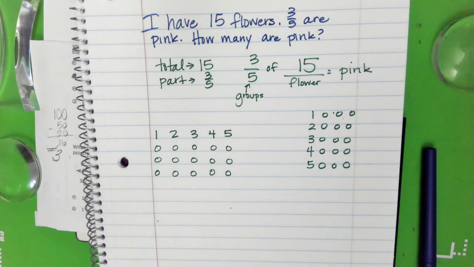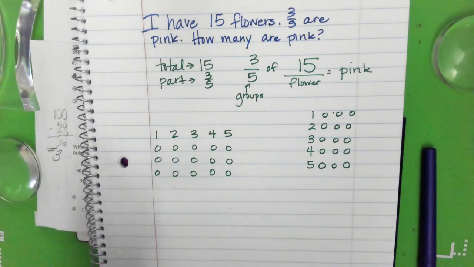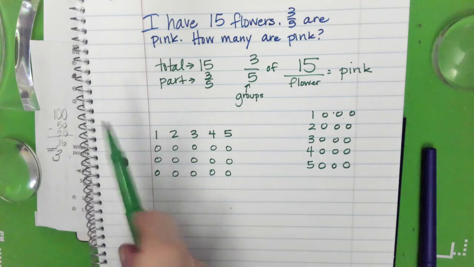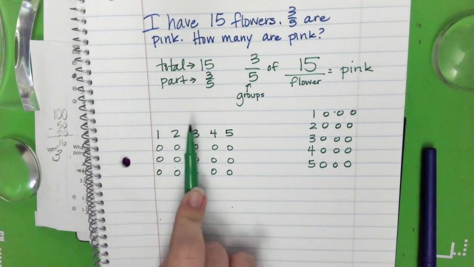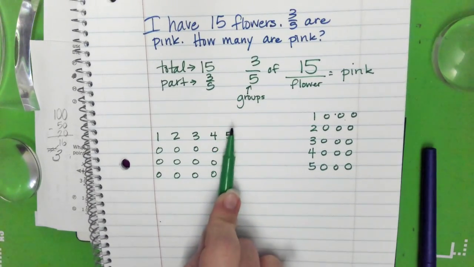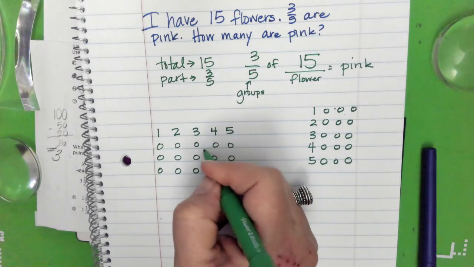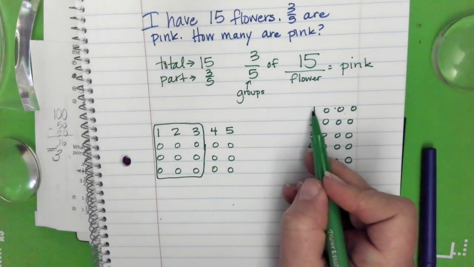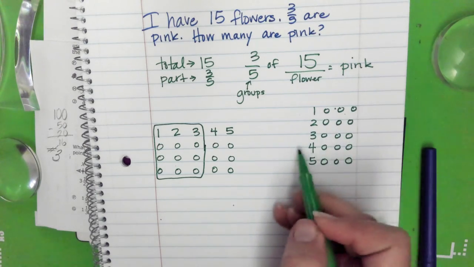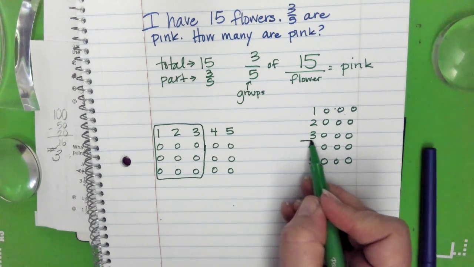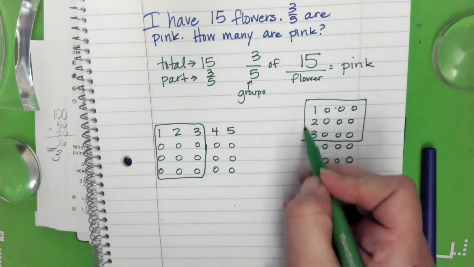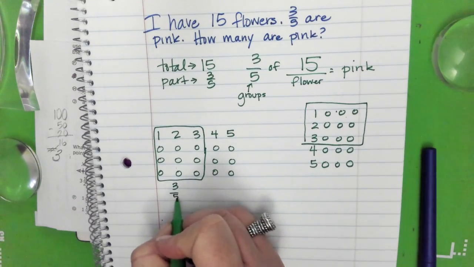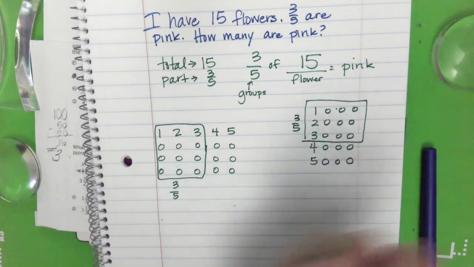3/5 of them are pink, right? So, can I find 3/5 of them? Here's a 5th, here's a 5th, here's a 5th, here's a 5th, here's a 5th. So I'm going to take 3/5 of this amount. 1/5, 2/5, 3/5, 4/5, 5/5. I only need 3 out of 5. So right here, this is my 3/5.